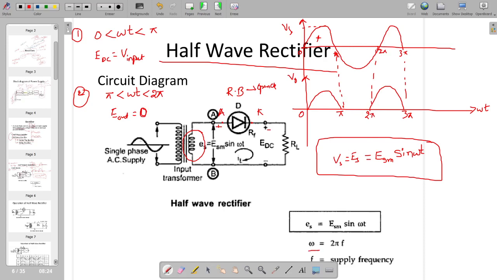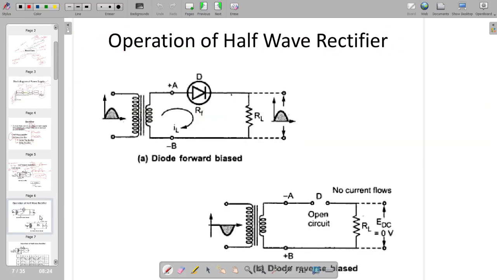Omega is the angular frequency, which is written as 2 pi f, where f is the supply frequency. So this is the operation during forward bias. This is like a short circuit, so whatever voltage is applied at the supply is applied at the output. During the negative half cycle, the anode is connected to negative and the cathode to positive. So VDC is equal to 0. There is no voltage during the negative half cycle.